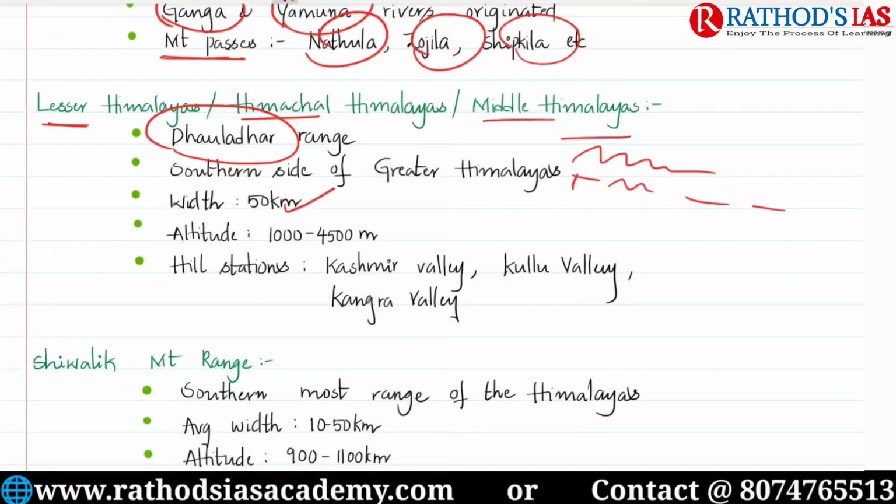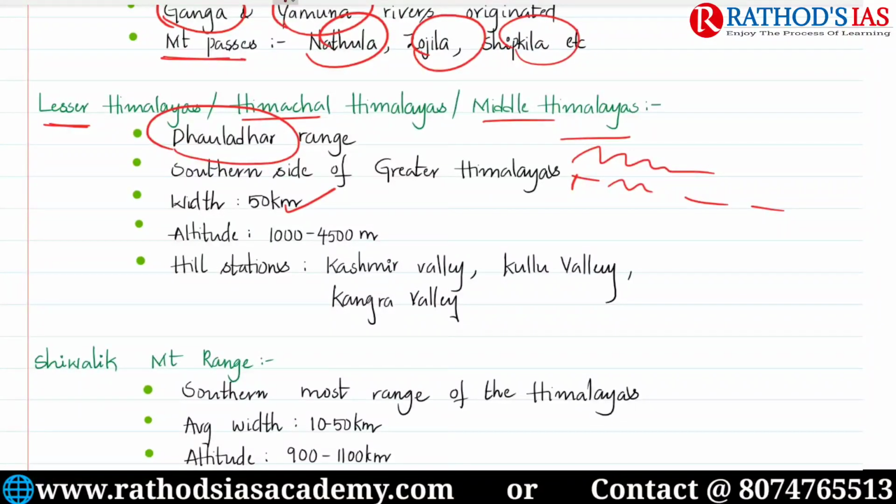So width here is less compared to that of Greater Himalayas. It is just 50 kilometers. And the altitude of this Himalayas is 1000 to 4500 meters. And it is very much famous for the hill stations. For example, you can see Kashmir Valley, Kulu Valley, Kangra Valley, etc.